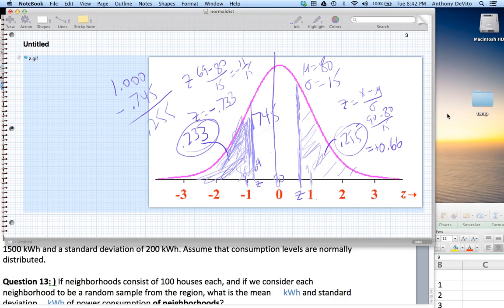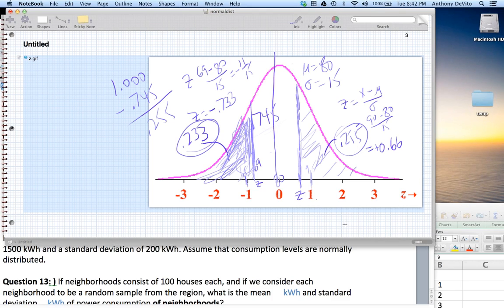Right, the percentage of the population that's above 90 is 25.5%. The percentage of the population that's below 69 is 23.3%. So the percentage that's above 90 or below 69 is the sum of 23.3 and 25.5 added together.